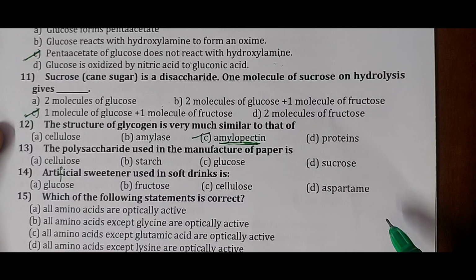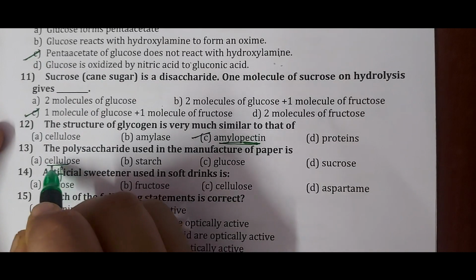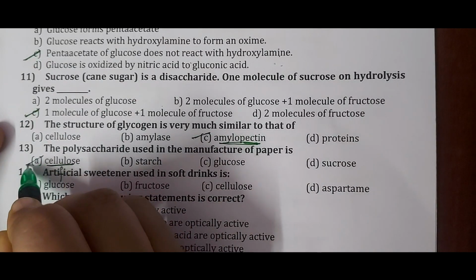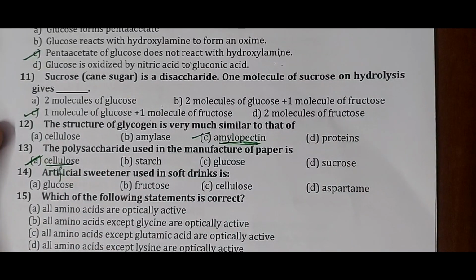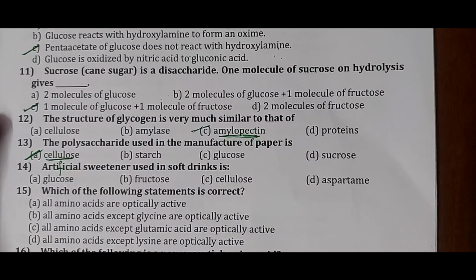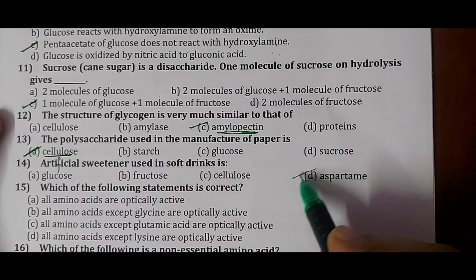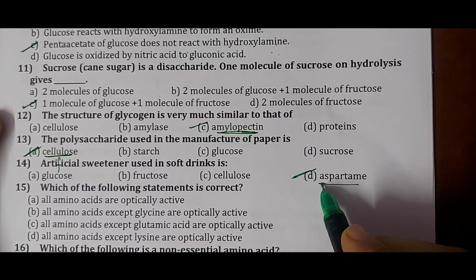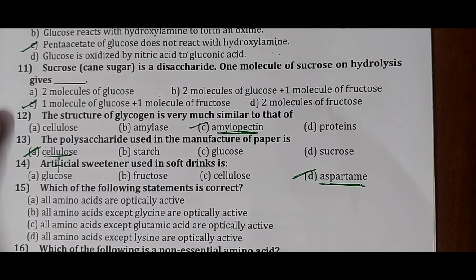Next, the polysaccharide used in the manufacture of paper is cellulose. Option A. Next, the artificial sweetener used in soft drinks is aspartame. Aspartame is an artificial sweetener used in soft drinks.